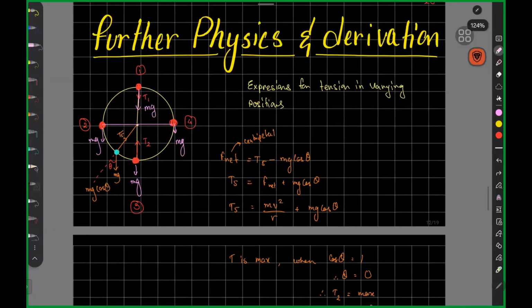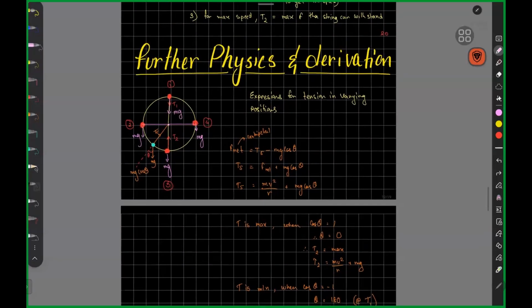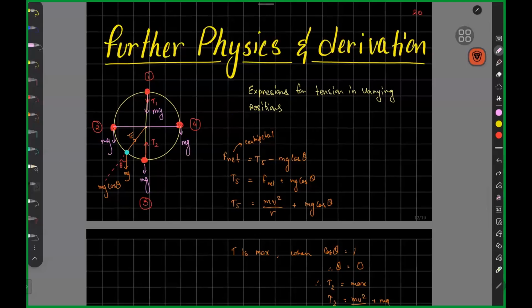Now, can I analyze this position and make some judgment? Let's do that. So I'm just calling this expressions for the tension in varying position. I'm just taking a random position over here. And I'm going to say, what is the net force for this object, that green object? The net force is going to be T5 tension. I'm just calling it T5, nothing else, which is pointing towards the center. So that minus my mg cos theta, not mg.